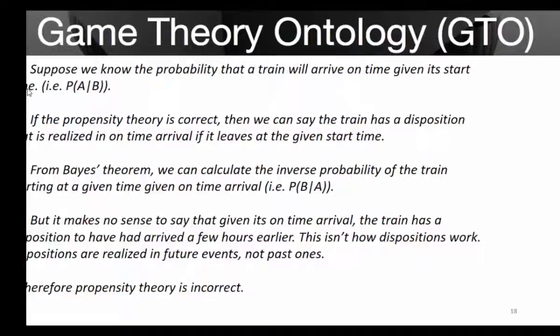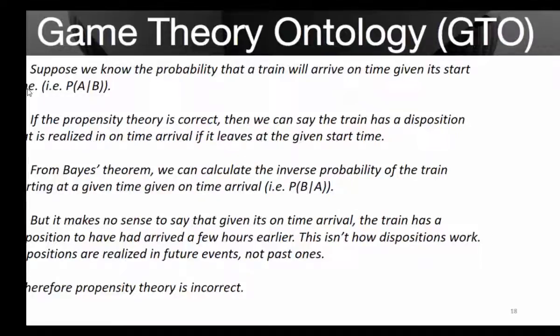The first, I'll go ahead and read it with you. The first premise here says, suppose we know the probability that a train will arrive on time given its start time. In other words, we know the probability of A given B. If the propensity theory is correct, then we say the train has a disposition that is realized in on-time arrival if it leaves at the given start time. From Bayes' theorem, we can calculate the inverse probability of the train starting at a given time given on-time arrival. But it makes no sense to say that given its on-time arrival, the train has a disposition to have arrived a few hours earlier. This isn't how dispositions work. Dispositions are realized in future events, not past ones. And so therefore, this propensity theory is incorrect.